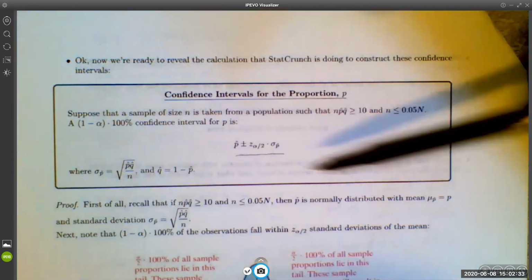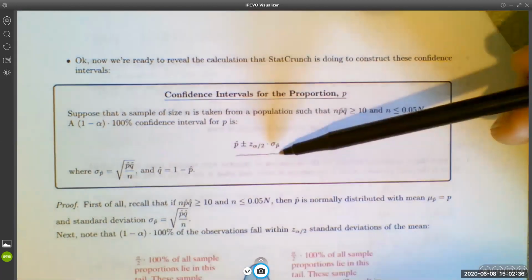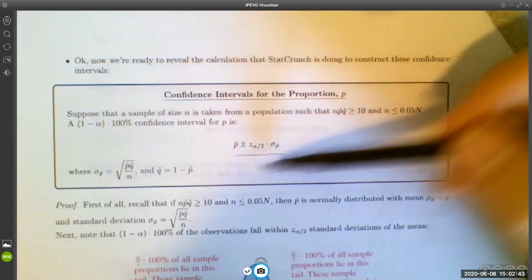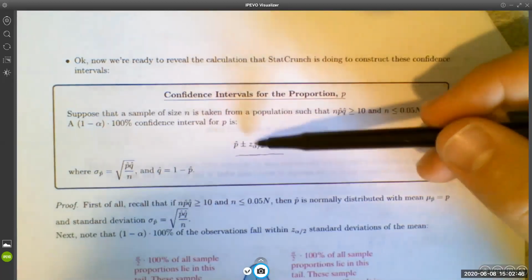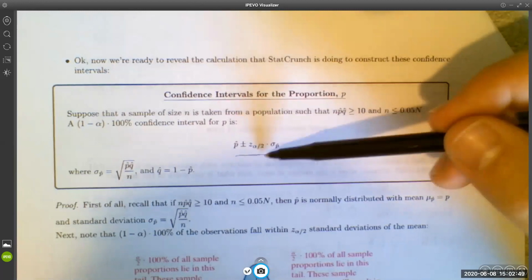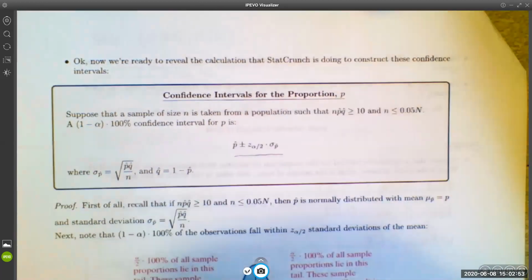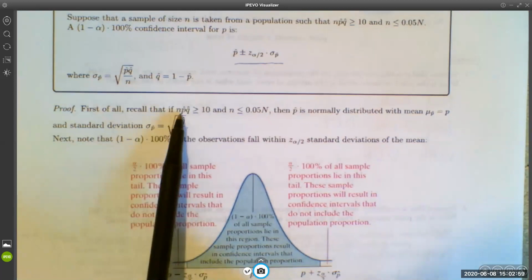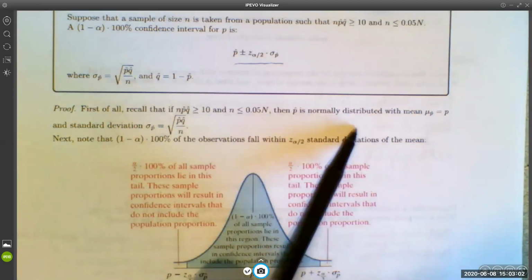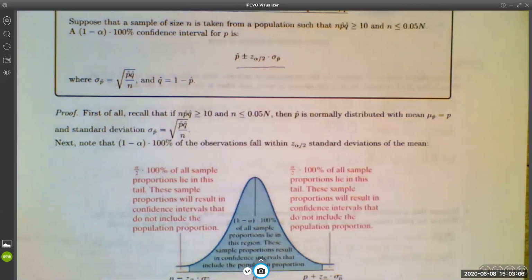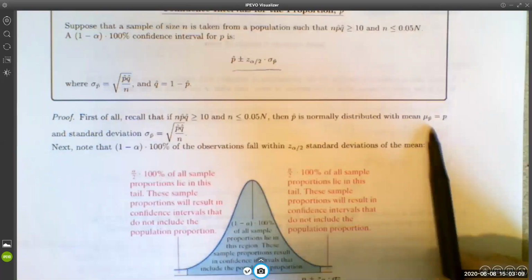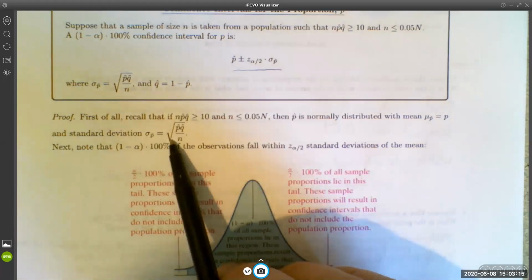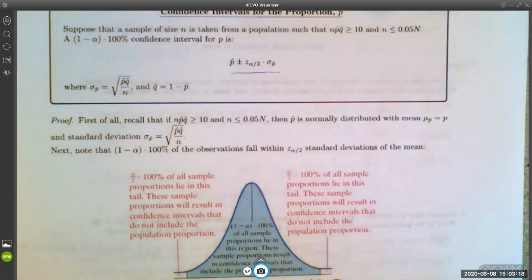I want to prove to you that this formula really does the trick. For a 95% confidence interval, we would have p hat plus or minus z sub 0.025 times sigma sub p hat. This really does the trick. Here's why. Here's a proof. First of all, recall that if these conditions are met, then p hat is normally distributed. We talked about that in chapter 8. So p hat is normally distributed, and the mean mu sub p hat is equal to the proportion p. The standard deviation, sigma sub p hat, is equal to the square root of p hat q hat over n. So far so good.